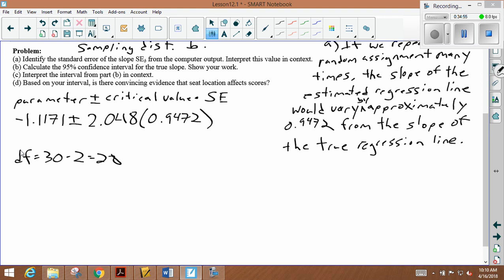And we calculate this, and we get 1.1171 plus or minus our margin of error, I should say, 1.9399. So our confidence interval is equal to negative 3.0570, 0.822.